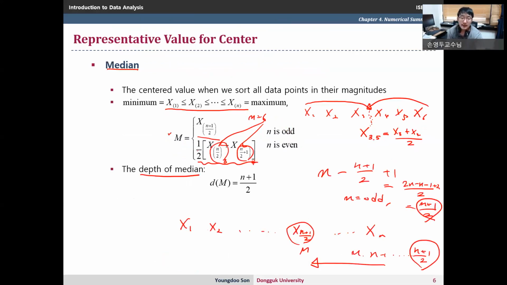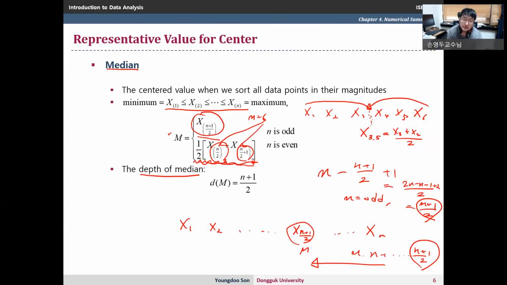So the median can be calculated like this. If the number of data points is odd, we can choose the center data point because there is one center data point. However, if the number of data points is even, there is no centered data point, and we can choose the two data points that are nearest to the center, and we can take the average of them as the median.